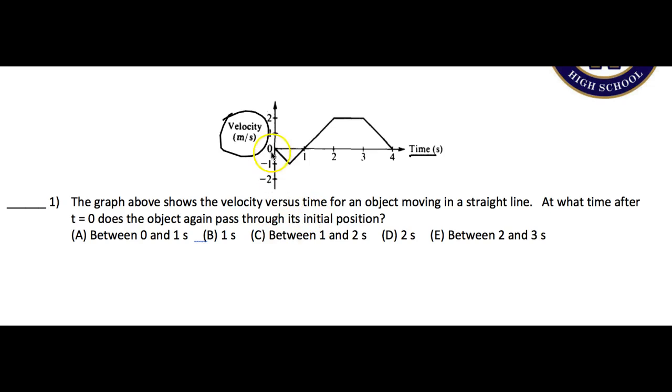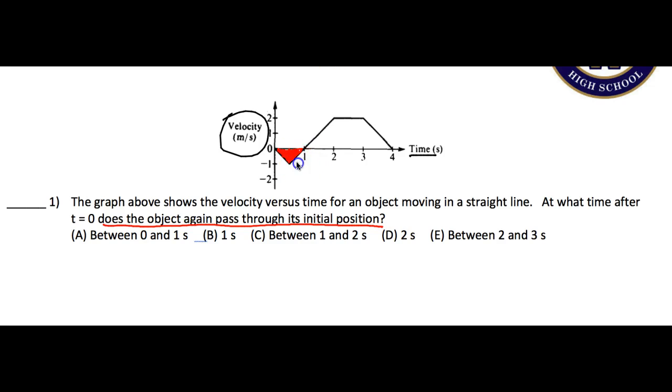time graph is displacement. And the reason that I immediately went to area in order to solve this problem is because they're asking when the object again passes through its initial position. So I'm going to carefully read this question and recognize they're asking me about where it is, which is a position question. So as soon as you're asked about position from a velocity versus time graph, you should be thinking about area under the curve.